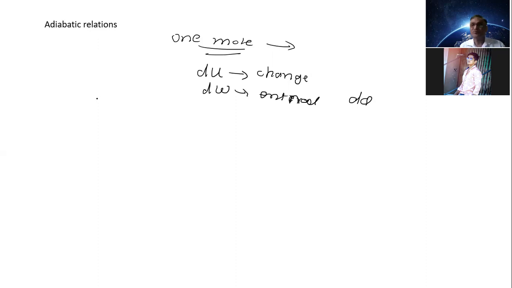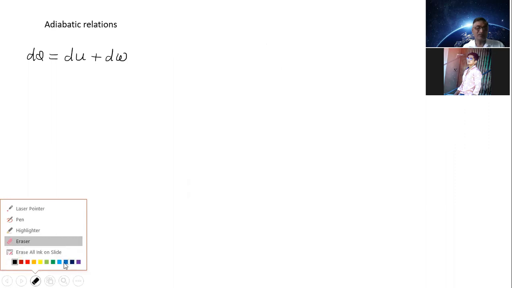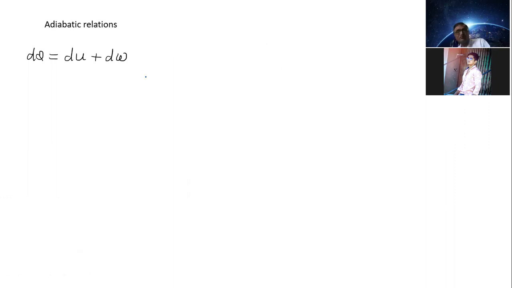Then according to the first law of thermodynamics, known to you, dq is equal to du plus dw. Now here we write this equation for 1 mole of the perfect gas. लक्षात घ्या इथे du काय आहे? Change in internal energy. dw external work done आहे या ठिकाणी.